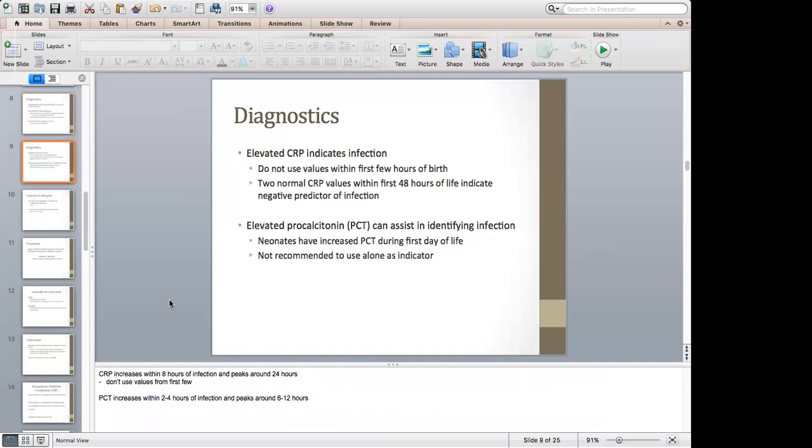Another thing is elevated CRP, which indicates infection. You don't want to use this value within the first few hours of birth. Two normal CRP values within the first 48 hours of life is a negative predictor of them having an infection. Another thing is elevated procalcitonin. You can look at this to also help aid your idea that it might be an infection, but you don't want to use this alone as an indicator. PCT, or procalcitonin, typically is increased within the first 2 to 4 hours of infection, and it peaks around 6 to 12 hours.